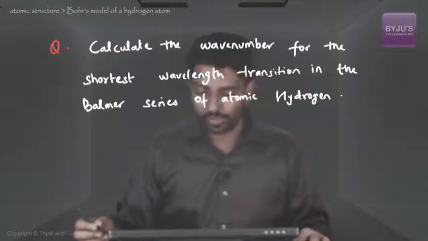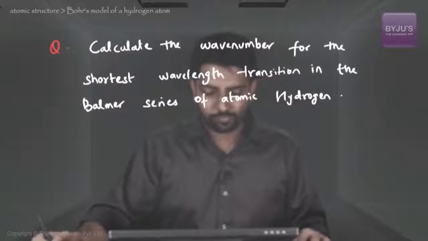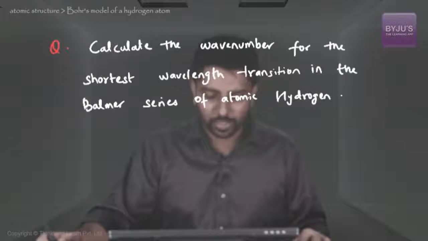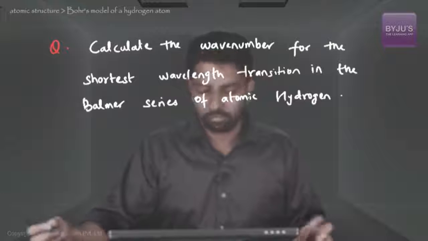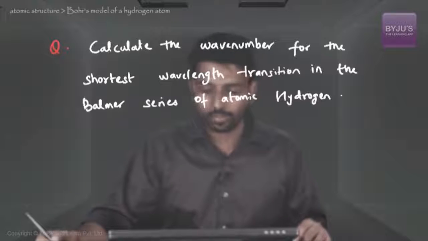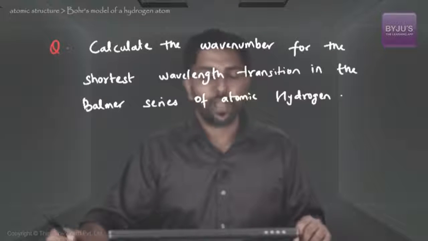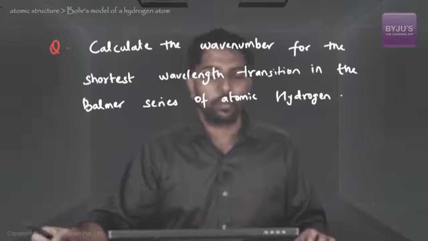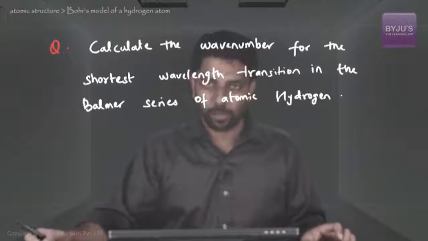How do we go about this? So we need the formula for wave number, which we derived some time back as part of the Bohr's theory, and they are talking about the shortest wavelength. E equals h nu is Planck's formula, and nu equals c by lambda, so E equals hc by lambda.